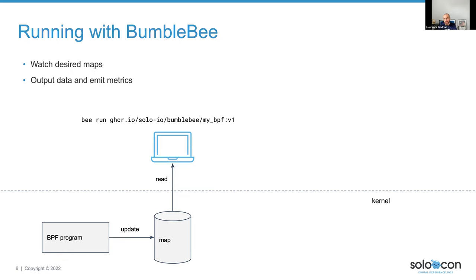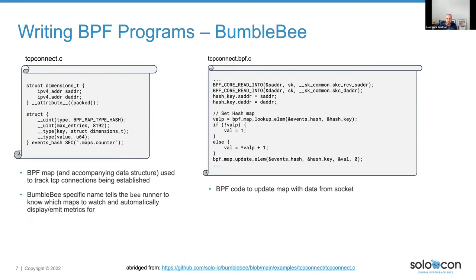We use the BTF type of the data that you're putting into your map to be able to dynamically understand the data structure. And that's how we can dynamically print out, in the correct format, what you are watching in your program. So this kind of goes into it. I don't know how far into it we want to get, but really the core part here is what I was just talking about as far as the types go.